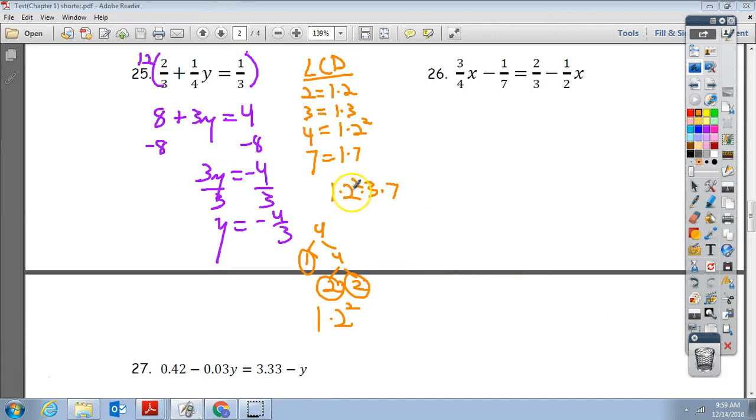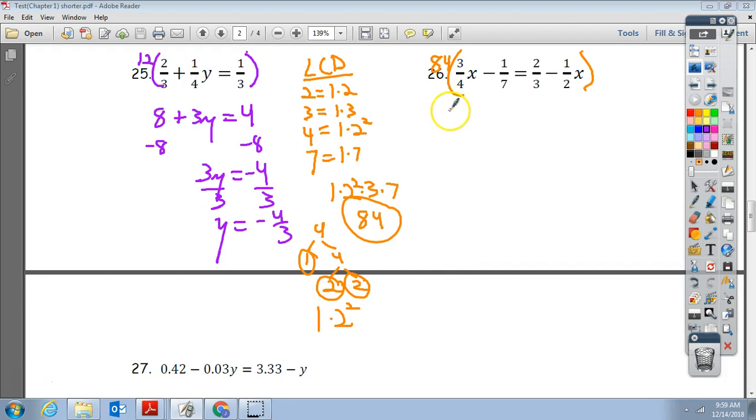This will be 1 times 4, which is 4, 4 times 3, which is 12, 12 times 7, which is going to be 84. That's your least common denominator. And if you multiply 84 times all of those, it'll do the same thing that we got over here. It'll cancel out my fractions for me.